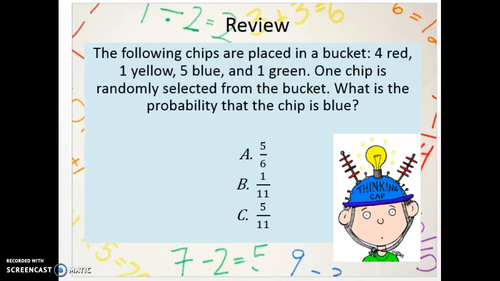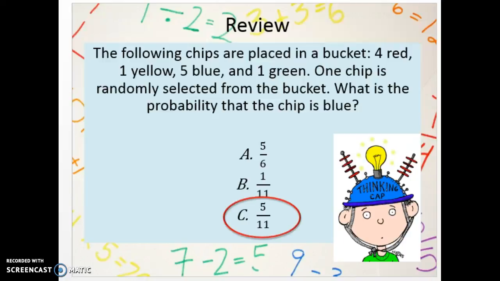Let's do a quick review from our last lesson. The following chips are placed in a bucket: 4 red, 1 yellow, 5 blue, and 1 green. One chip is randomly selected from the bucket. What is the probability that the chip is blue? Take a moment to answer this question.